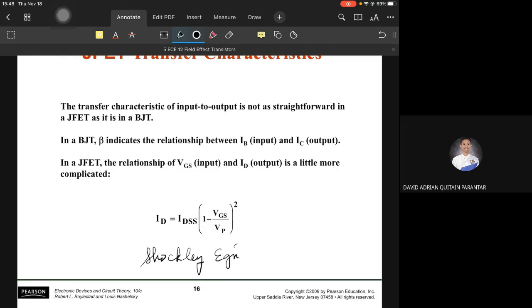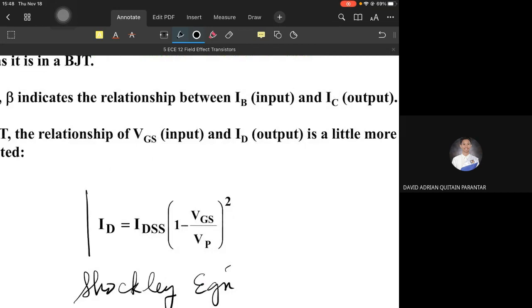The transfer characteristic of input to output is not as straightforward in a JFET as it is in a BJT. In a BJT, beta indicates the relationship between IB and IC. IC equals beta IB. In a JFET, ID is equal to IDSS times (1 minus VGS over VP) squared. Start memorizing this one. Actually, there is no other formula worth memorizing for the JFET. For the amplifier circuits, don't worry, we will still refer to the table. So no need to memorize.